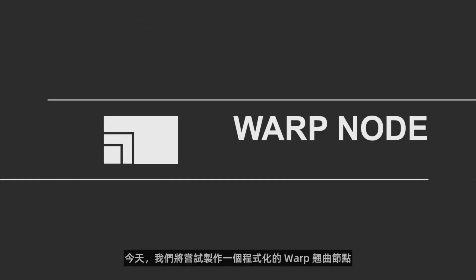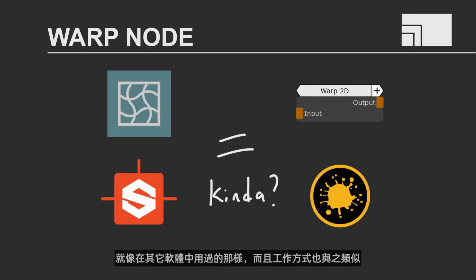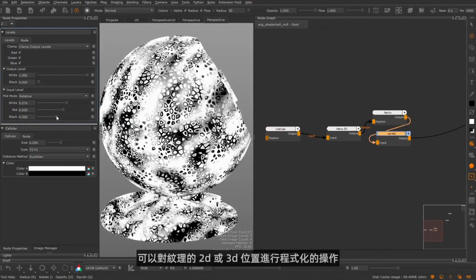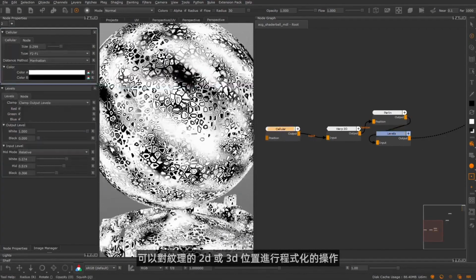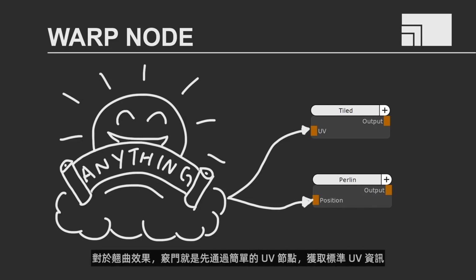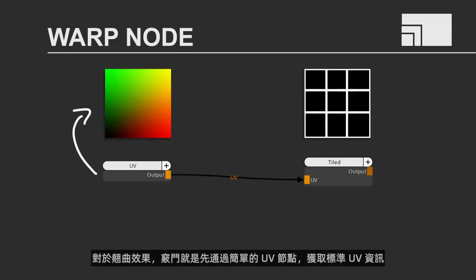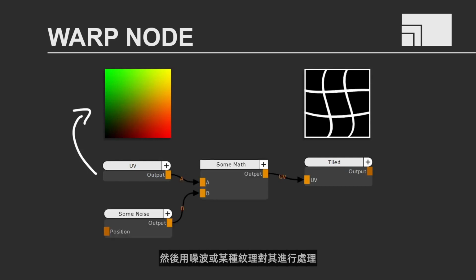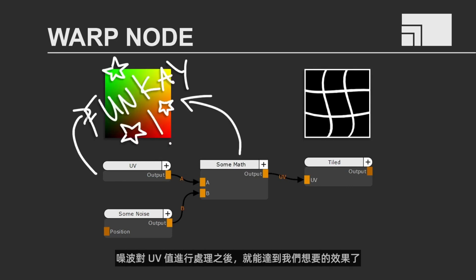Today we're going to be trying to make a procedural warp node, kind of like if you've used one in Designer, it'll work in a similar way. So a huge advantage of working in the node graph is that you're able to procedurally manipulate the 2D or 3D positions of textures. Some nodes have a UV or position input, and into that we can plug whatever we want. For our little warpy effect, the simple trick is to take some standard UV information with a simple UV node, and we can manipulate that with a noise or a texture of some sort. The noise kind of funkifies up the UV values, giving us the desired effect. Let me show you how it works.